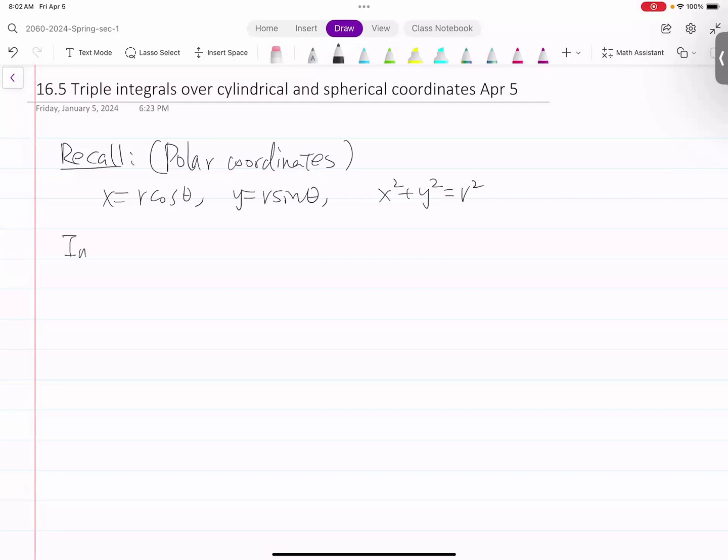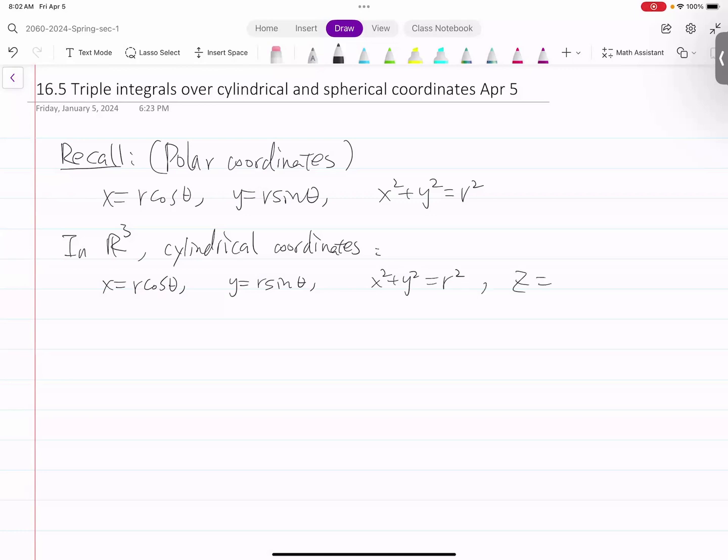So in Calc 3, cylindrical coordinates, we just have x equal to r cosine theta, y equal to r sine theta. Once again, x squared plus y squared equals r squared. So this is the important relationship. z just stays as z. We don't touch the z coordinate.